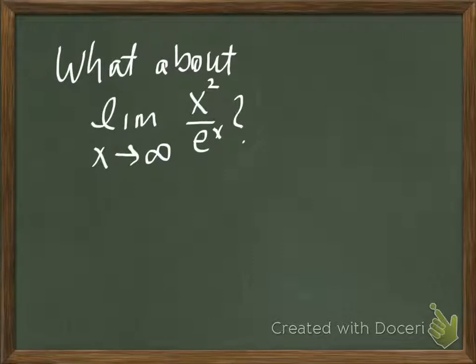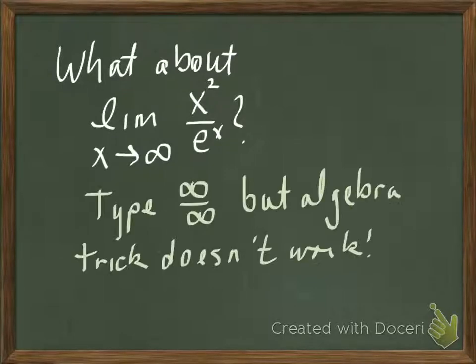So that algebra trick is all well and good, but what if I wanted to know about the limit as x goes to infinity of x squared over e to the x? Well, this is also type infinity over infinity, but the algebra trick doesn't work here because I don't have two polynomials, so I don't have a so-called highest power, highest order term that appears. So we need some other way to handle this, and I will ask you to stay tuned to class. We'll talk about a version of L'Hopital's rule that works for the case of infinity over infinity.